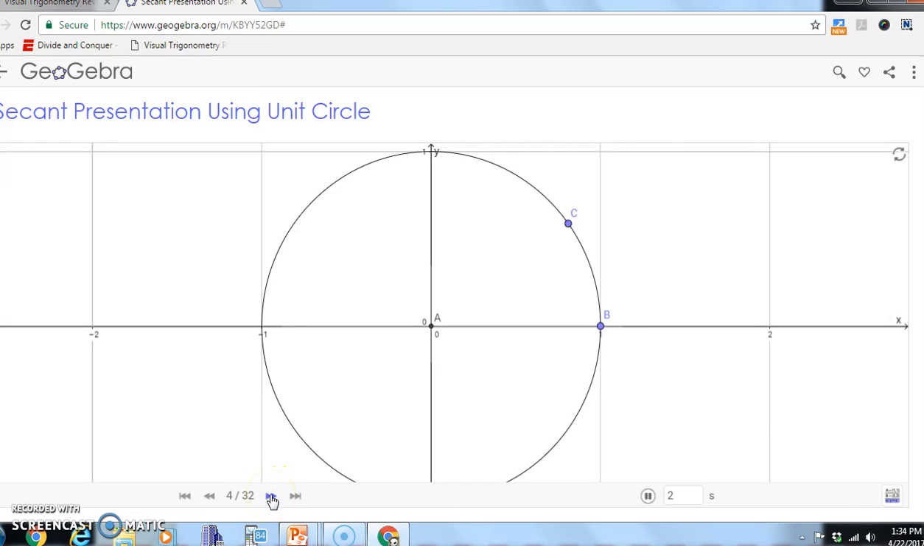I'm getting ahead of myself. I now have a line going through points A and C. And because this line intersects the circle at 2 points, this is a secant line.